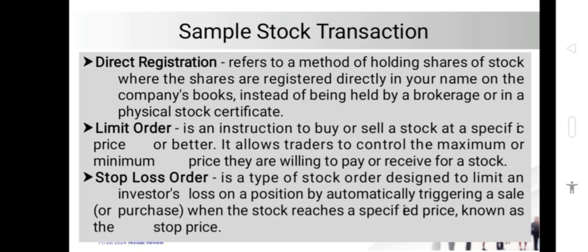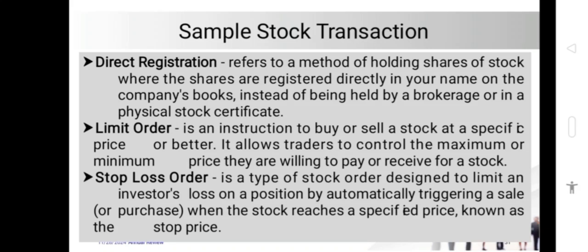Next is a limit order. A limit order is an instruction to buy or sell a stock at a specific price or better, ensuring that the investor does not pay more than the set price when buying or receive less when selling. This type of order offers control over the price but may not be executed immediately if the market price doesn't meet the limit.